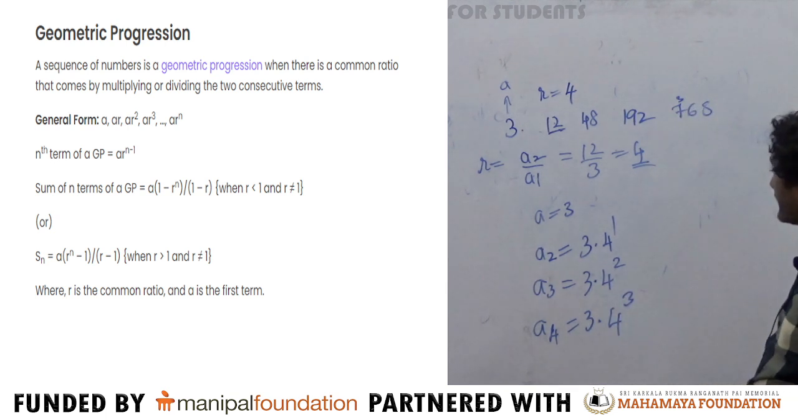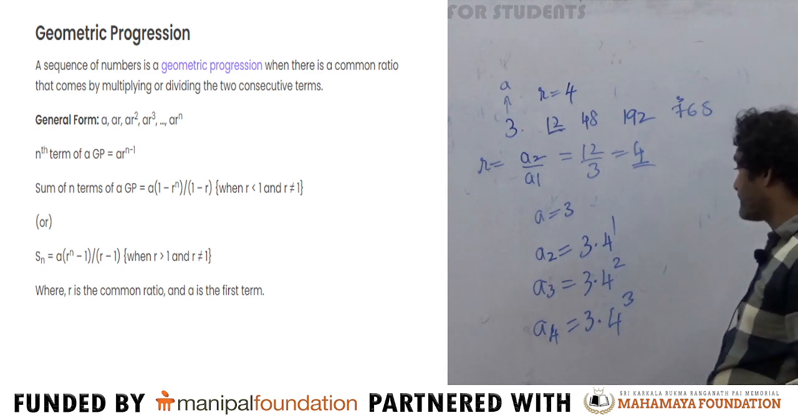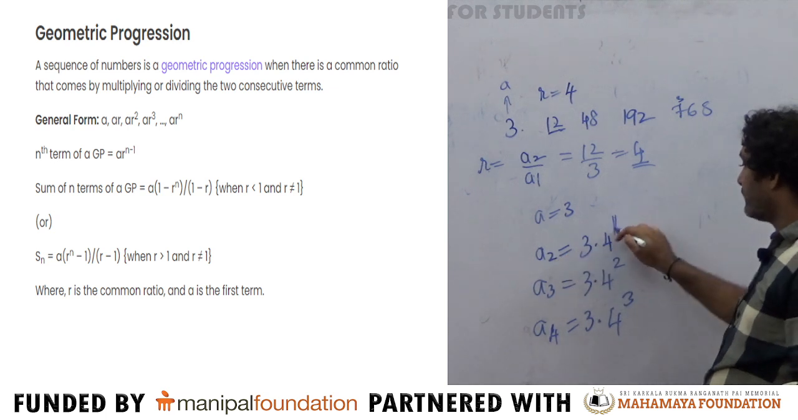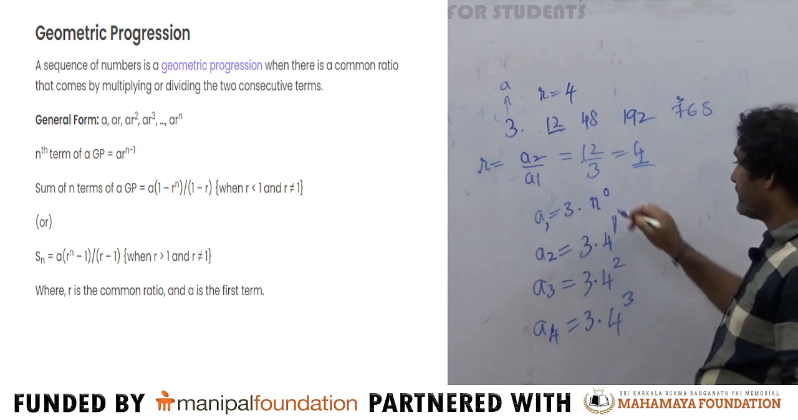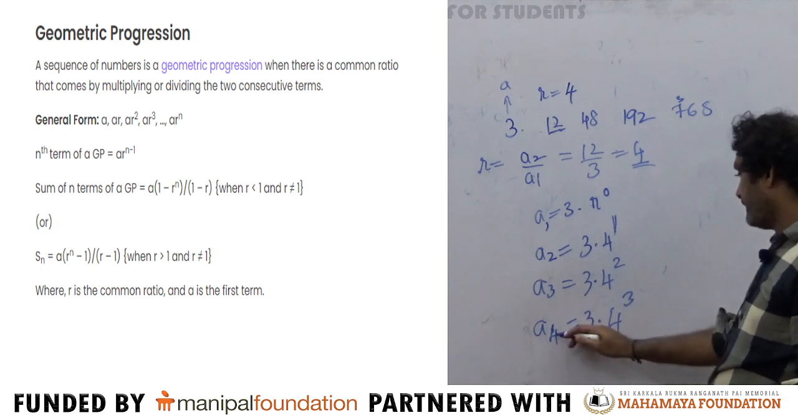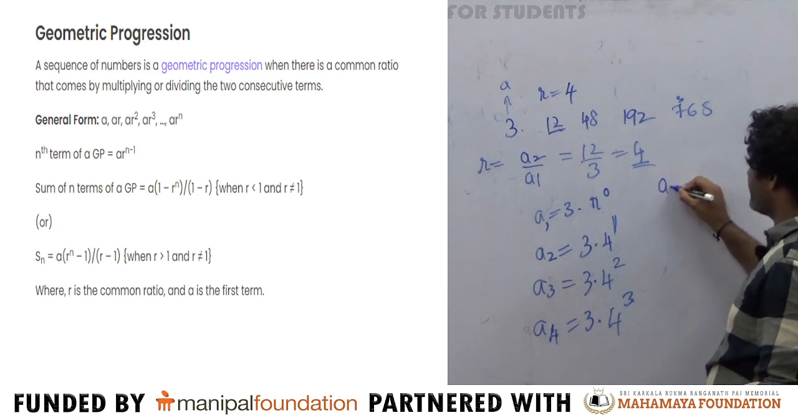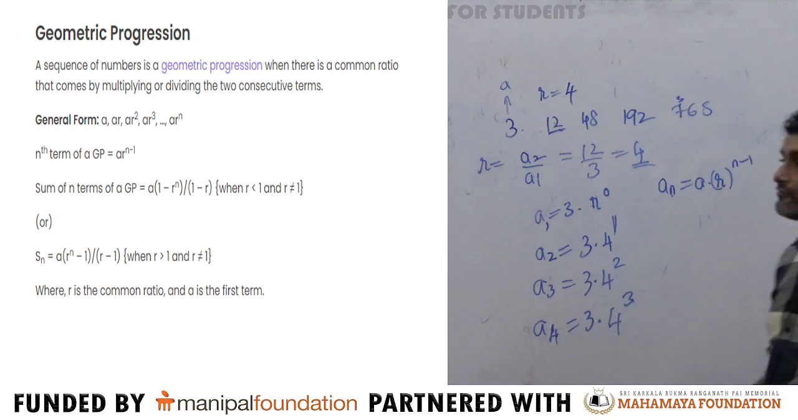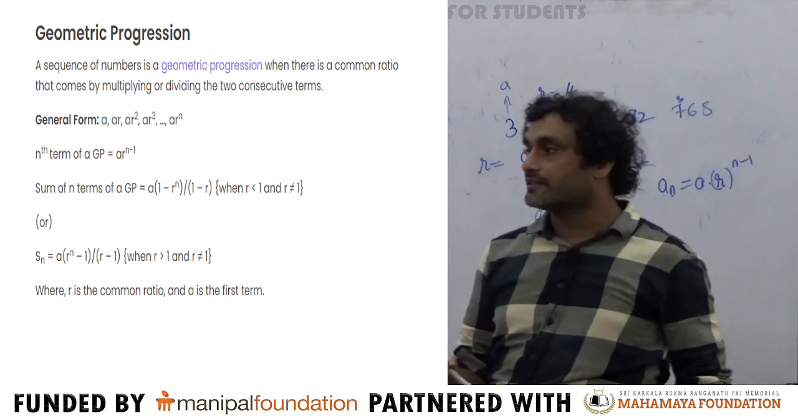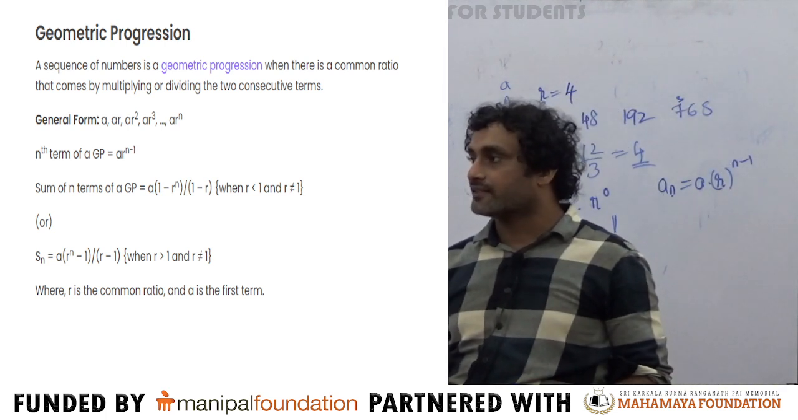So when it's the second term, the power is 1. When it's the first term, it is R to the power 0. Did you realize something? The first term will be there, then the common ratio is there, and its power will be 1 less than the term number. That's how you find the nth term of a GP. Is that okay?